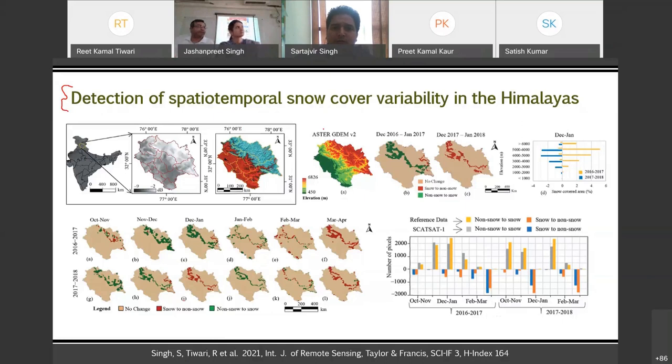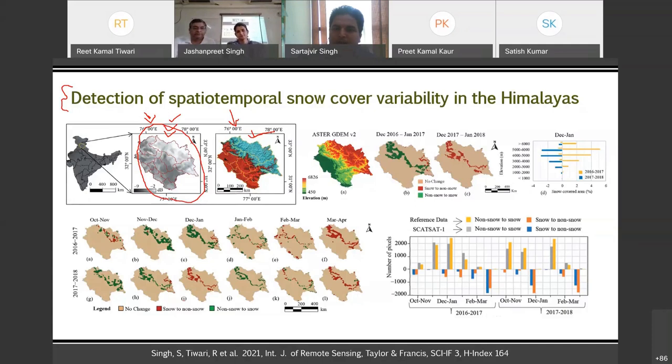There is a detection of the spatial temporal snow cover variability in the Himalayas using scatterometer data. As Dr. Reet Kamal Tiwari told, there are two types of sensors. First of all, there is an optical sensor, which gives an image very similar to what you can visualize through Google Earth. And this is a radar image. There are a lot of advantages as well as disadvantages of these two images. The scatterometer has the advantage of penetration through the clouds, and its image can even be acquired at night. On the other hand, the optical image, which we can visualize through Google Earth, is acquired only in the daytime.